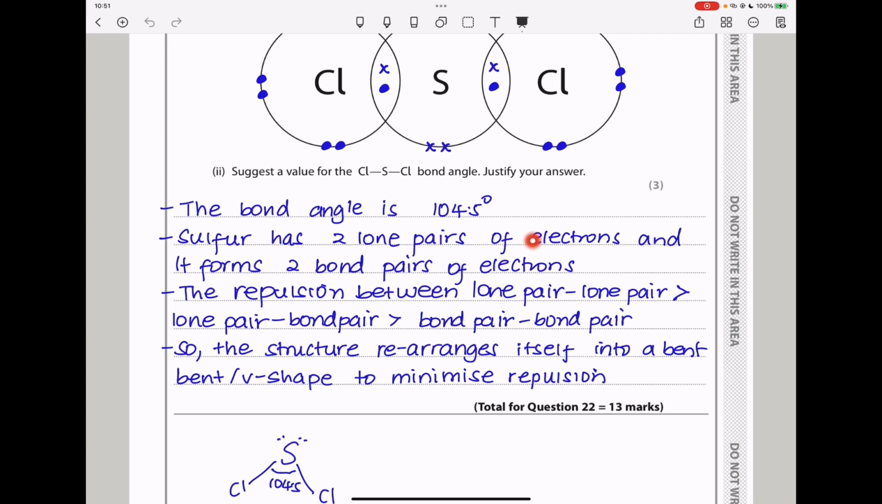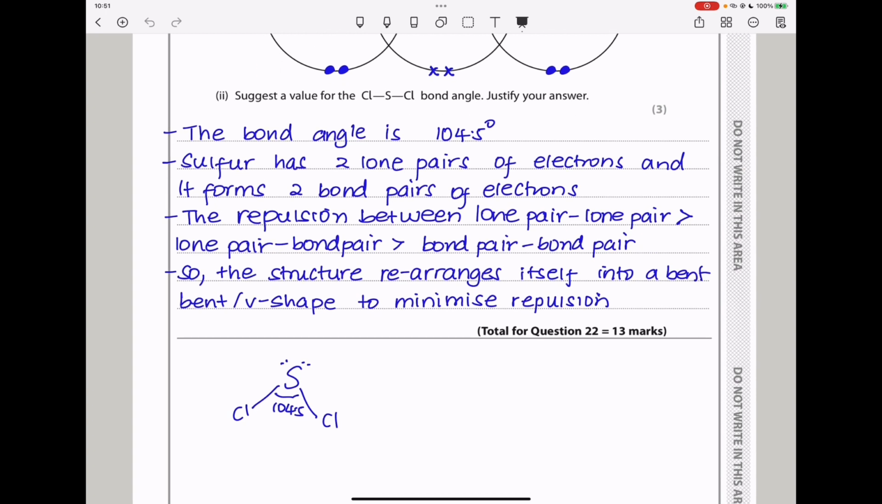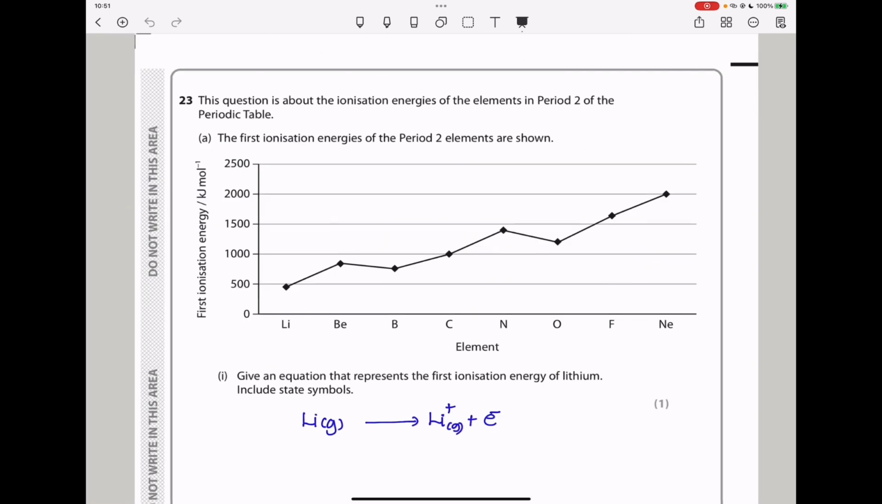Sulfur has 2 lone pairs of electrons and it forms 2 bond pairs of electrons. The repulsion between lone pairs is greater than that of lone pair-bond pair, which is greater than that of bond pair-bond pair. So the structure rearranges itself into a bent, or you would say V shape, to minimize repulsion. So this brings us to the end of question 22. Let's continue to question 23.